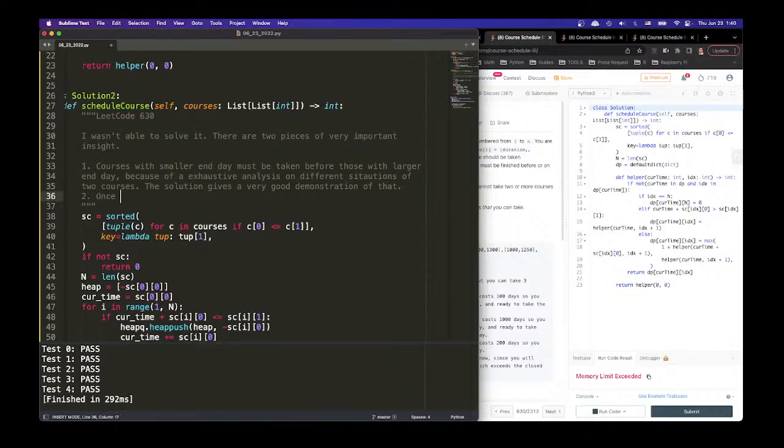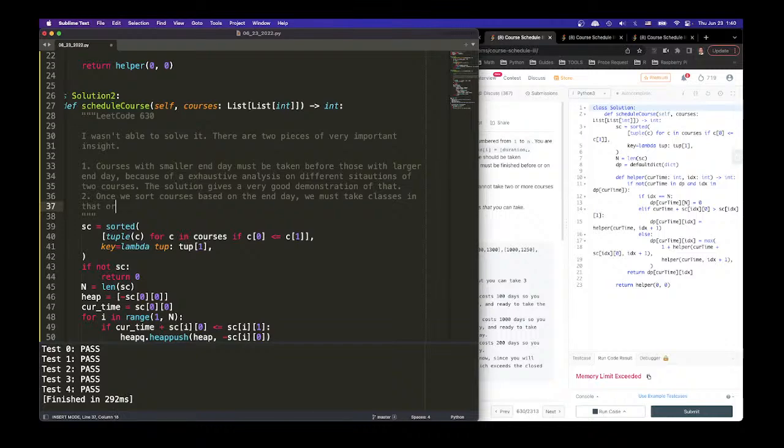Second, once we sort courses based on the end date, we must take classes in that order as much as we can.